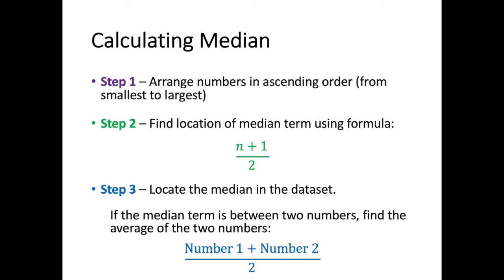So your median number may not be an actual number in the data set. It may be between 2 of the numbers. So let's have a look at some examples of how we calculate the median of a data set.